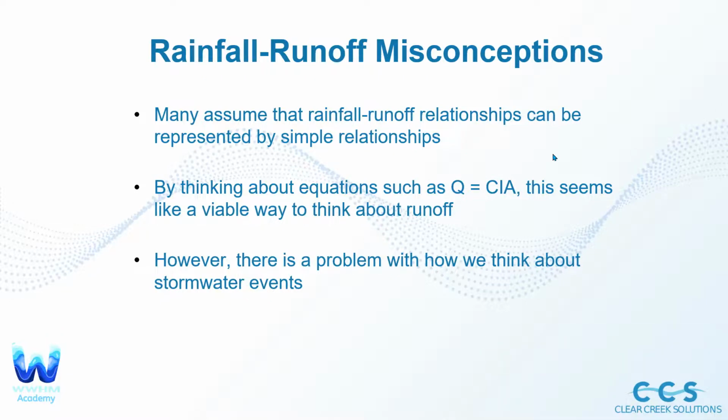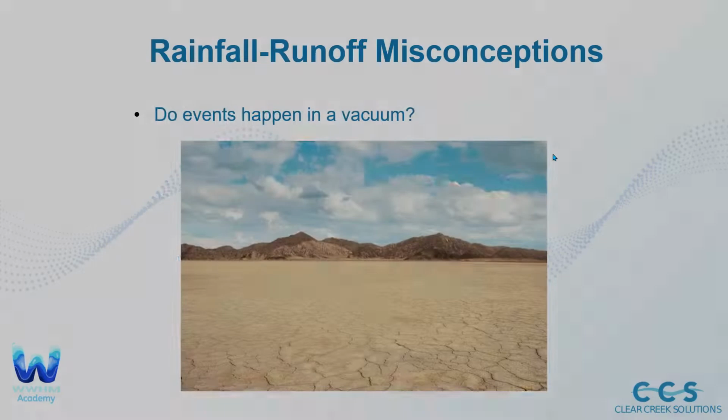So many assume that rainfall-runoff relationships can be represented by a simple relationship. So we think that more rainfall, more runoff, and by thinking about equations such as Q equals CIA, remember the flow from the site equals the runoff coefficient, the rainfall intensity, and the project area. And so we think this is a viable way to calculate runoff. However, there's a problem with how we think about stormwater events.